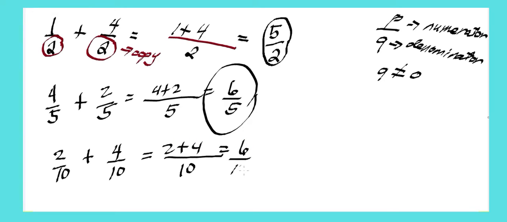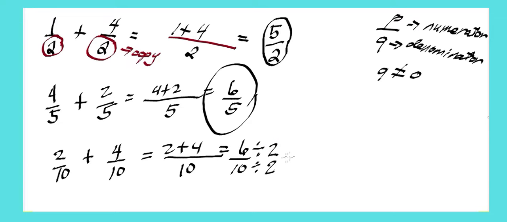6 is composite, 10 is composite number. Okay, so it means they still have a GCF. Okay, greatest common factor. The greatest number that can divide both the numerator, 6, and the denominator, 10. Both. Okay, hindi pwedeng isa lang. Okay, so ano ba ang number na pwede mag-divide sa 6 at 10? Okay, very good. 2.